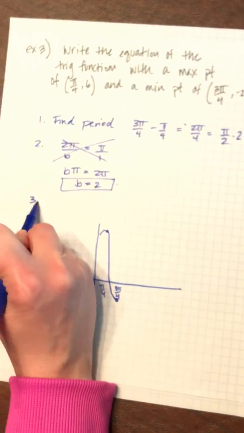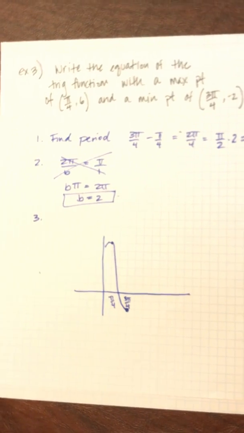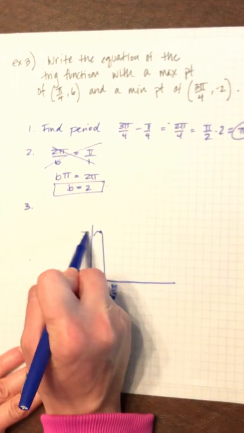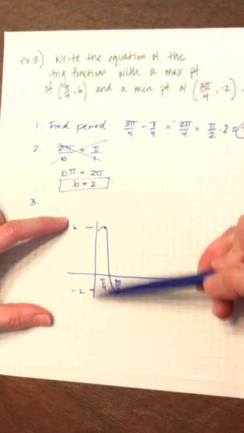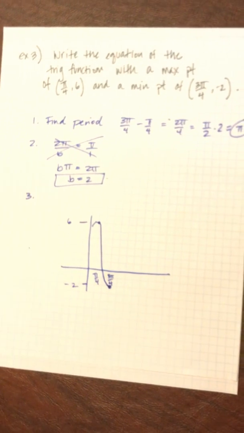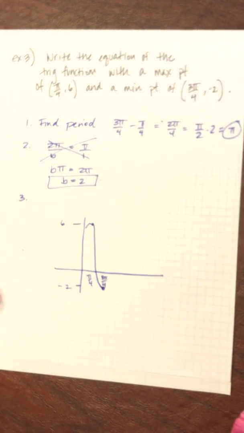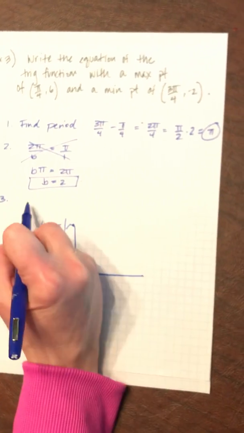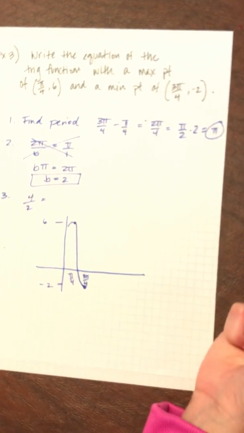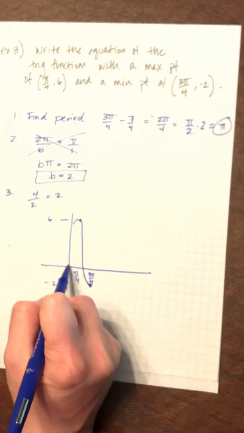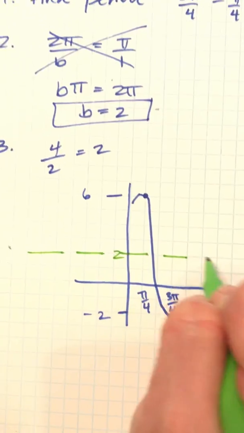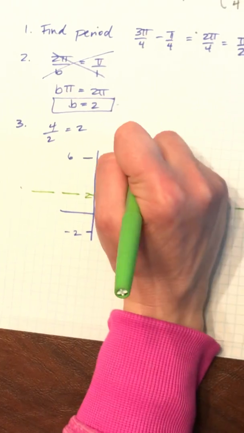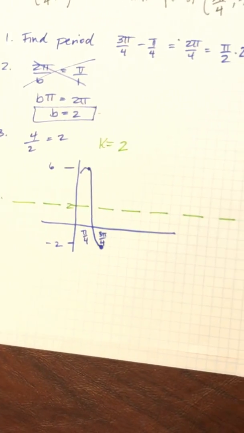All right, next up, we're going to find the midline. If you've already graphed this based off the points, you could just look at the y values and say, what's halfway between 6 and negative 2? Or you could literally just average them. If I add 6 and negative 2 together, I get 4. And if I divide by 2, I get 2. Which means my midline would be at positive 2. That's going to be the middle of my graph. So what I found there is that k equals 2, because that's my midline.